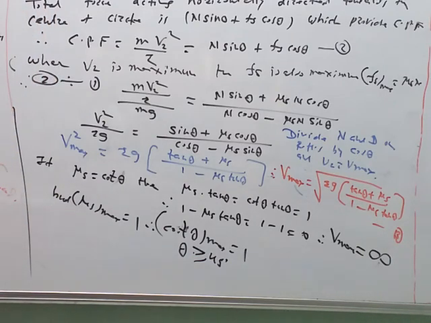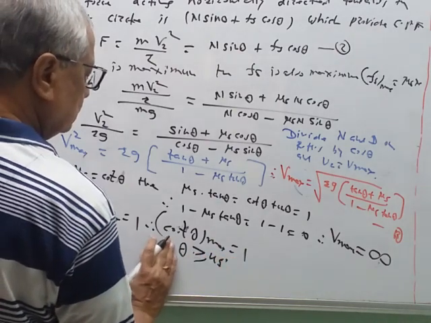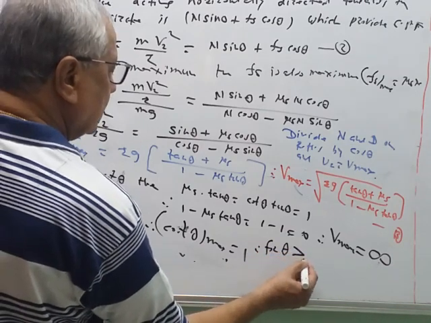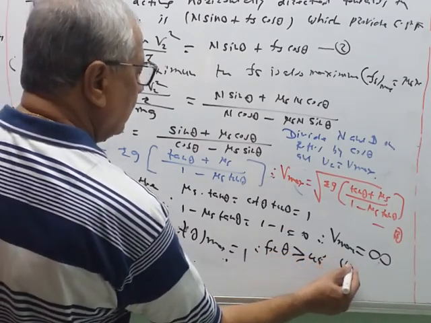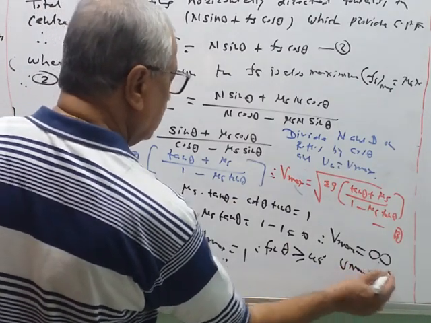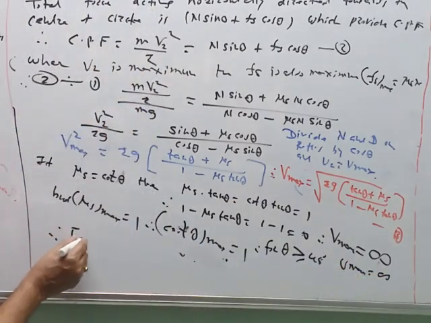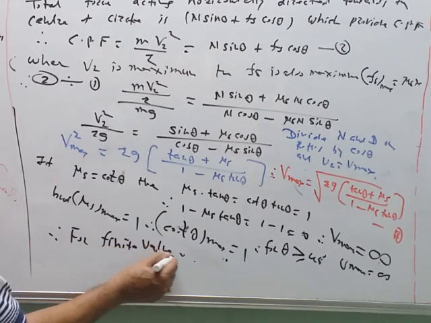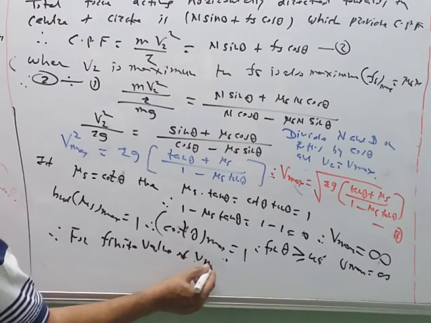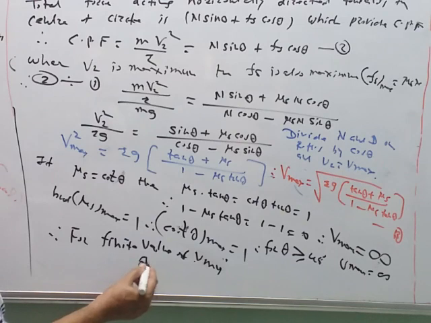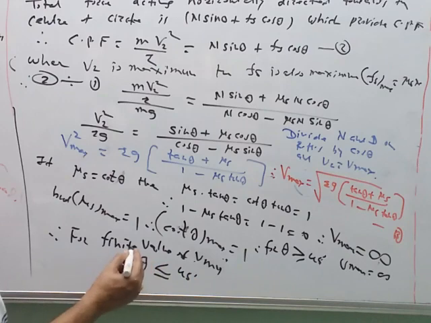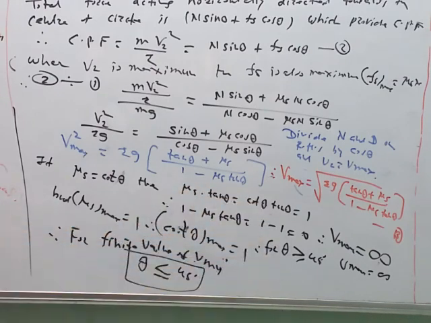So for theta greater than or equal to 45 degree, V max is equal to infinity. Therefore, for a finite value of V max, theta must be less than or maximum equal to 45 degree. So angle of banking has limitation. It cannot be more than 45 degree. It must be less than.